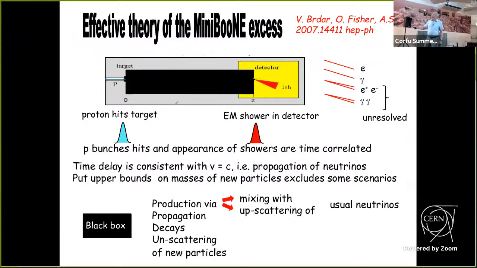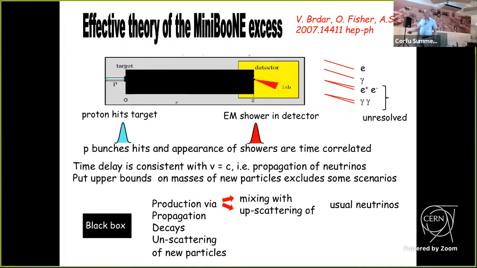What we also know is that there is a correlation in time between the protons delivered in bunches and the appearance of this shower in the detector. And the difference in time precisely corresponds to the velocity of light propagation of the system, which is behind this black box, and therefore is consistent with very light neutrinos. All the mechanisms which require the introduction of heavy enough particles can be excluded or strongly restricted. So the masses should be quite light.